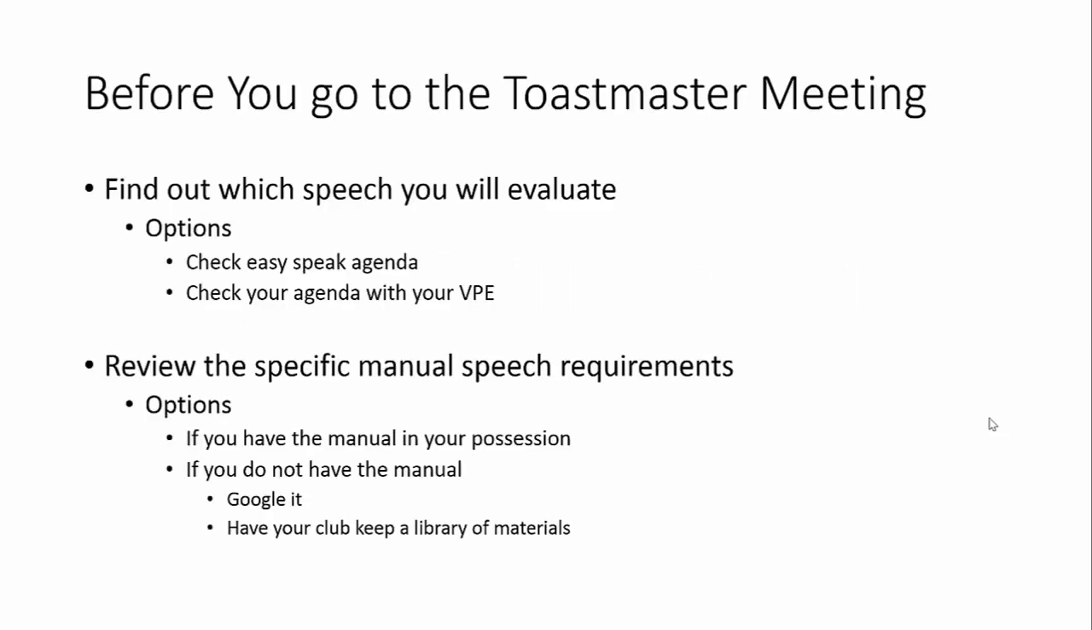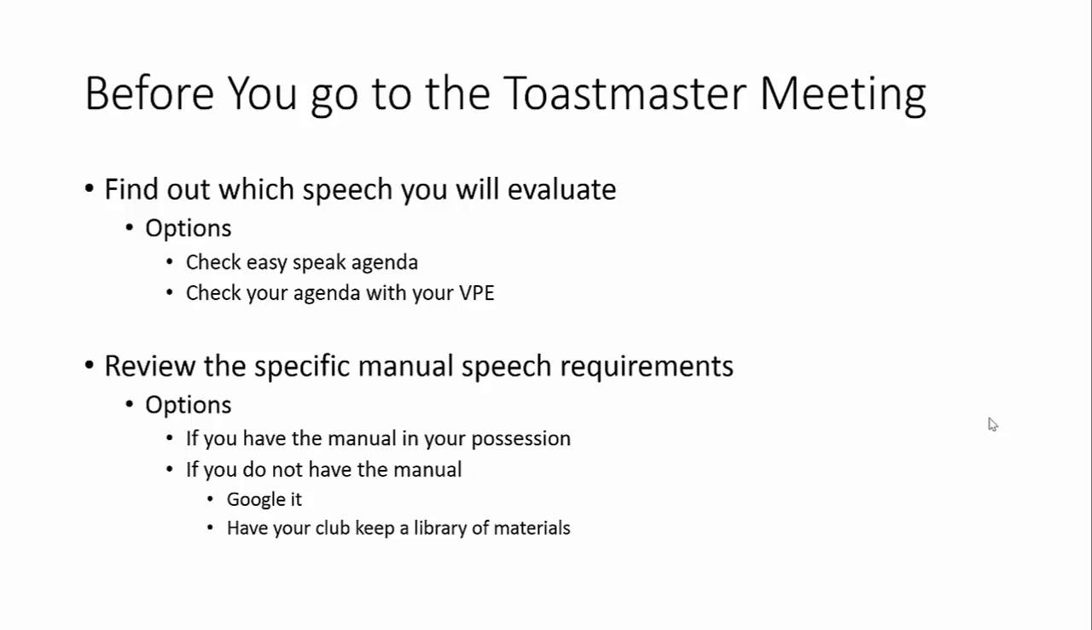First of all, you want to find out which speech you'll be evaluating. If you are a club that uses EasySpeak, you can go to the website, log in, and see who will be speaking. Not only can you see the order of the speeches, but you can see the order of who will be doing the evaluations. If you don't use EasySpeak, hopefully your club has an agenda somewhere, maybe on a shared drive, on Google, Dropbox or OneDrive, something like that.